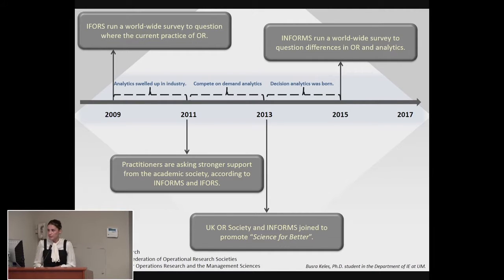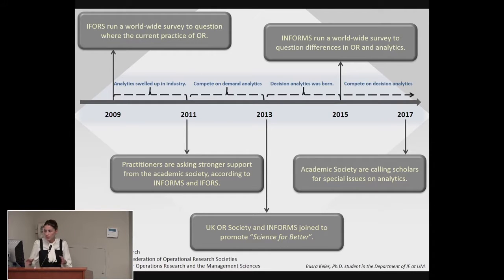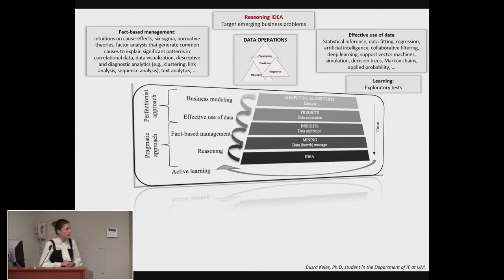And in 2015, another big society ran a survey because they wanted to make sure, one last time, that where they are heading is accurate and applicable for everyone. And since then, industry is competing on decision analytics, especially in healthcare settings. And right now, academic societies are calling scholars for special issues on this topic.